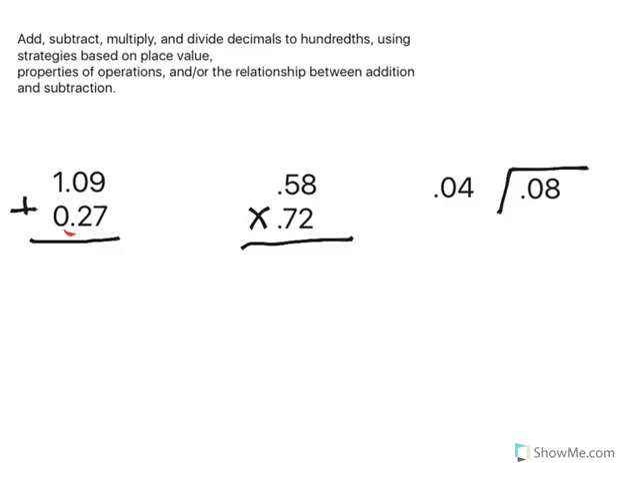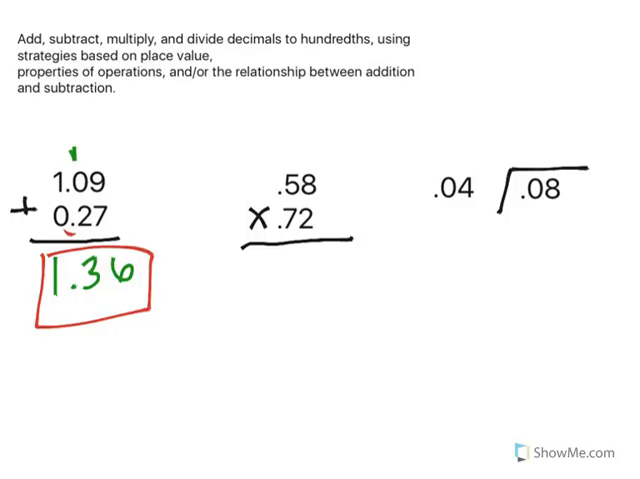So let's start with this. We have 1 and 9 hundredths plus 27 hundredths. So what we do is we start with this 9 and 7, add like normal. So 9 plus 7 is 16, put the 1 up here. 2 plus 0 is 2, plus the 1 is 3. Then we move our decimal point where we lined it up, so we move that decimal point down. And then we have 1 plus 0, which is 1. So our answer is 1.36.